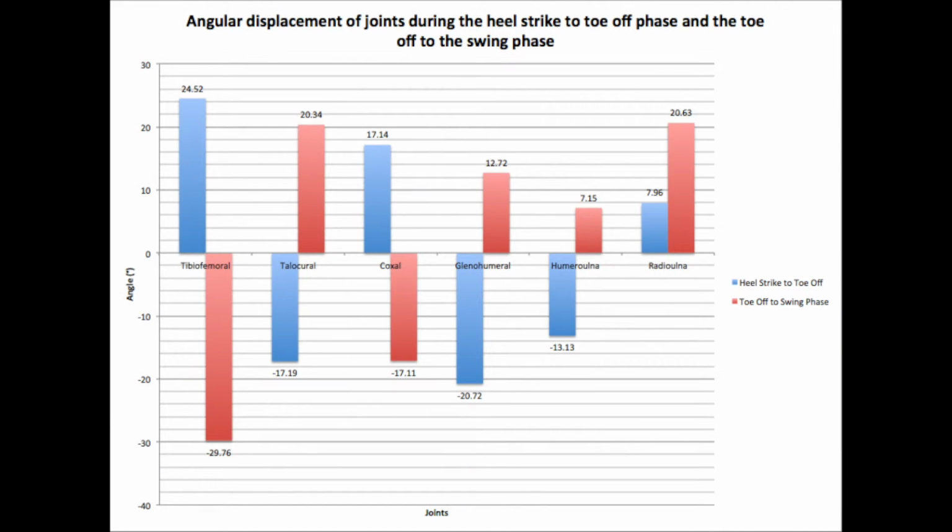This graph shows the angular displacement of joints from the heel strike to the toe-off and from the toe-off to the swing phase. Negative angles represent a clockwise rotation and positive angles represent a counterclockwise rotation. With exception to the radio-ulnar, all joints have opposite rotations. If the heel strike to toe-off was a clockwise rotation, then the toe-off to the swing phase was a counterclockwise rotation and vice versa.